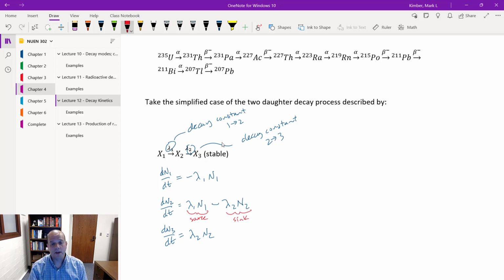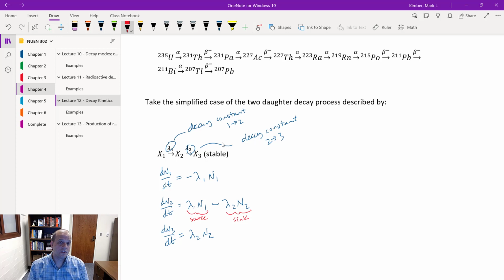Because there's 3 of them, we have 3 conditions that we need to specify. Because this is a time rate of change, those are typically going to be some sort of initial condition. So knowing how many atoms we have of isotope 1 and how many atoms we have of isotope 2 and 3 at time equals 0, for example, is an initial condition that is generally going to be specified there.